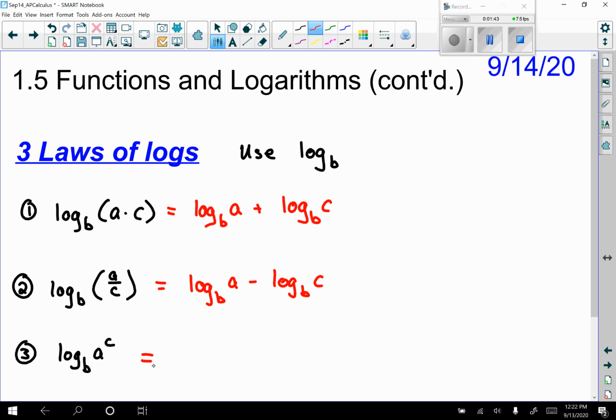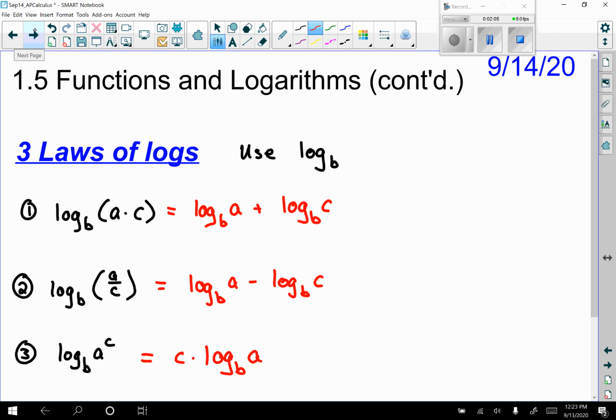And then we were using this quite a bit with solving exponential equations. With a missing exponent, we always try to take the log or natural log of each side of the equation, and that allows us to bring our exponent down in front. So this becomes c times log base b of a. So we have to keep those laws of logs in mind.